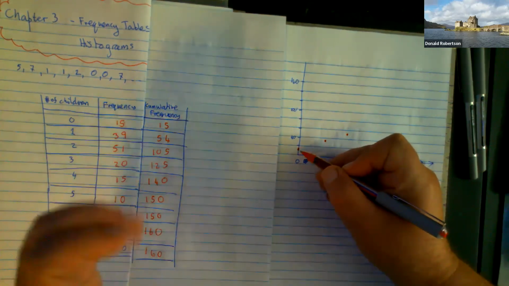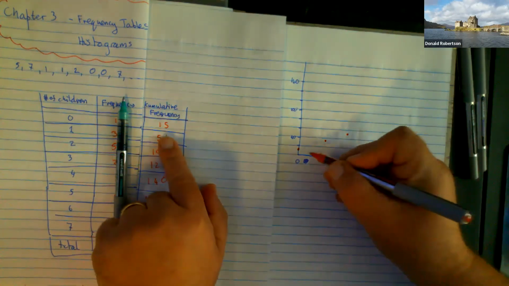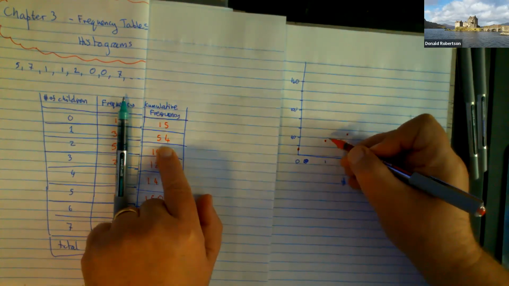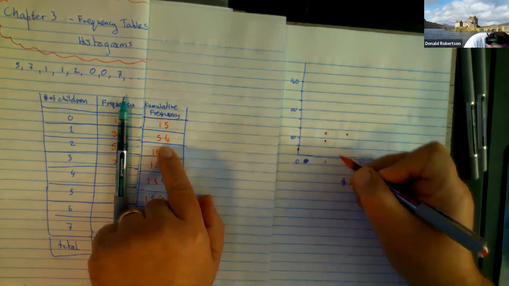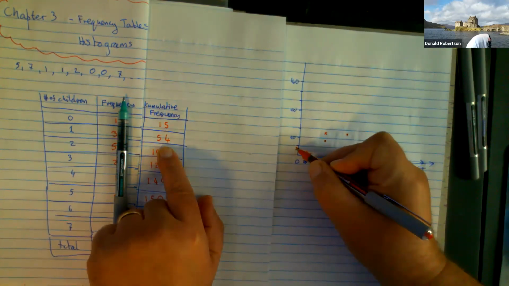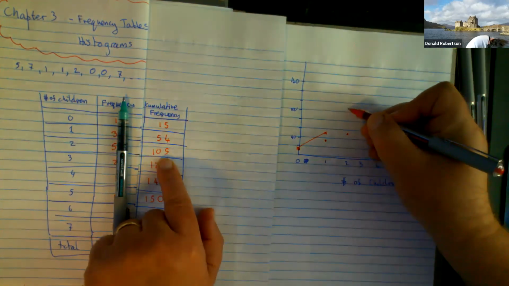0 is 15. Right. 0 is 15. 1 is 54. So I'm going to have to go here for 54. Here. So we'll join them. There you go. 2 is 105, which is about here.